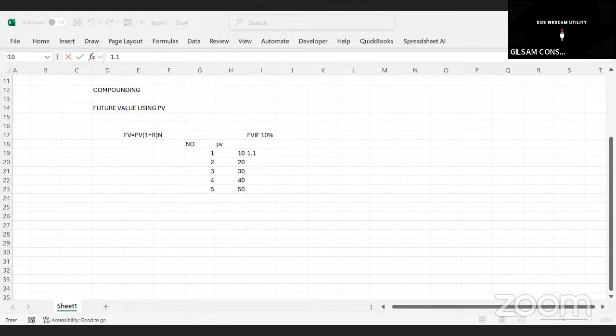Tutavumilia tu hivyo sasa. So we said that you raise by 1. So for the first one, itakuwa raised to power 1, and then number 2 itakuwa 1.1 raised to 2. Sioni hiyo raise ya kwa keyboard yangu, but that raise. So whatever you are getting here, you multiply with the present value to give you the future value.